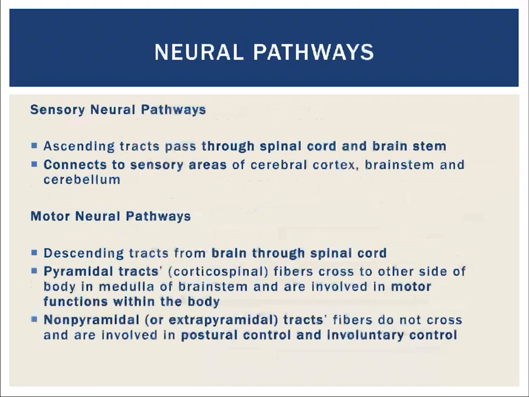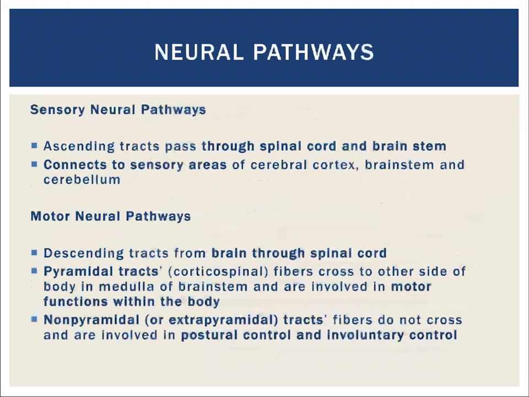There are different neural pathways, of course, depending on whether we talk about bringing sensory information to the central nervous system or taking motor commands from the central nervous system to the periphery. We either talk about sensory neural pathways or motor neural pathways. Sensory neural pathways are called ascending tracts, and they pass through the spinal cord and the brainstem and then connect to the sensory areas of the cortex of the cerebrum, the brainstem, and the cerebellum. Motor neural pathways work in the other direction. They're descending tracts. They go from the brain through the spinal cord and end up in the periphery.